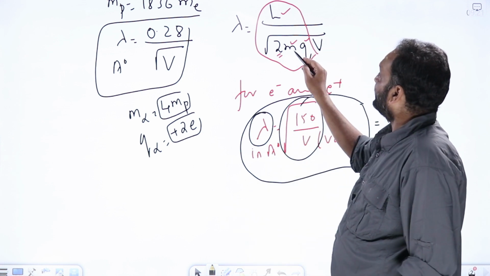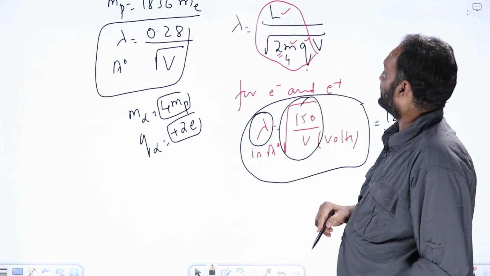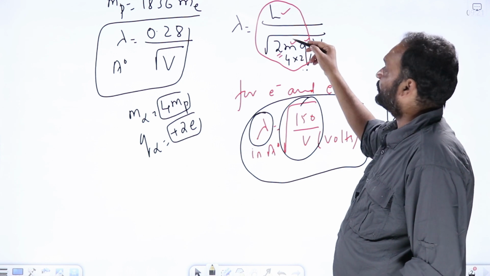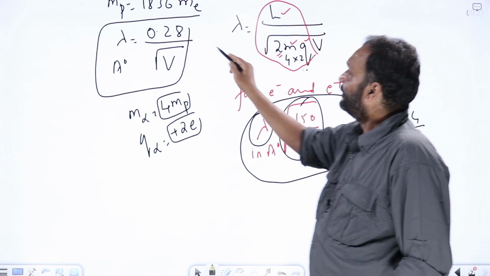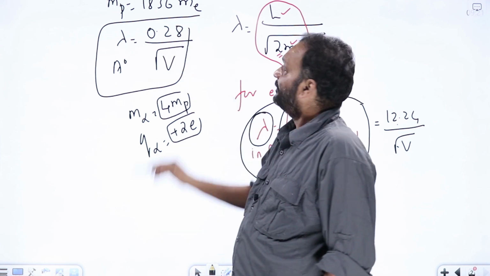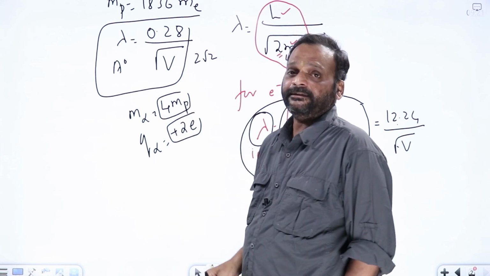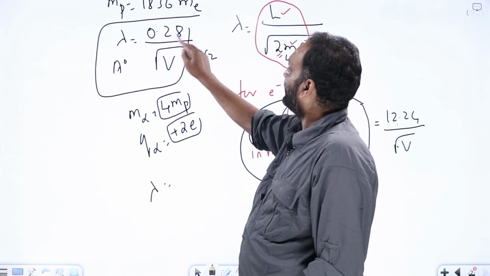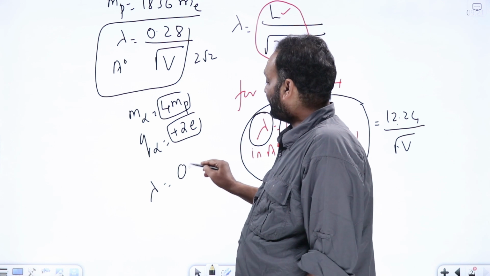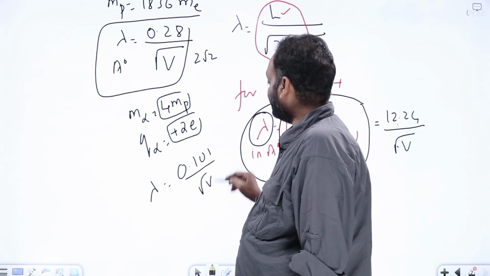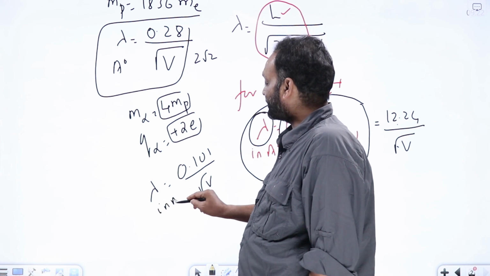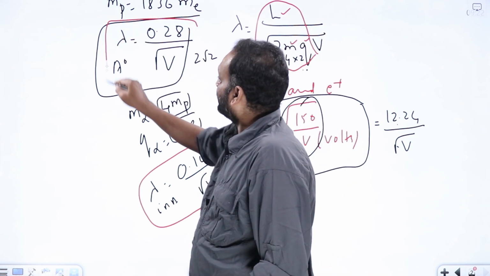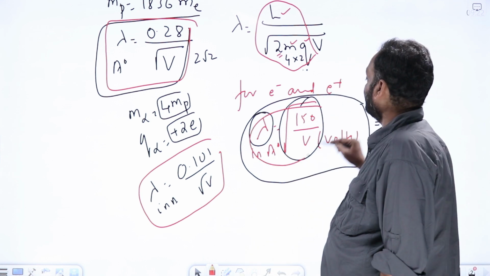So inside the root, for mass I have a multiplication factor of 4, and charge is also double, so a factor of 4 into 2 will come inside the root. 4 into 2 means root 8, that is 2 root 2. So whatever result I got for a proton, I have to divide it by 2 root 2, and then that will be applicable for an alpha particle. So for alpha particles, lambda equals 0.28 by 2 root 2, which simplifies to 0.101 by root V. When V is in volts, lambda will be in angstrom. This is the formula for alpha particle, this is the formula for protons, this is the formula for electrons.